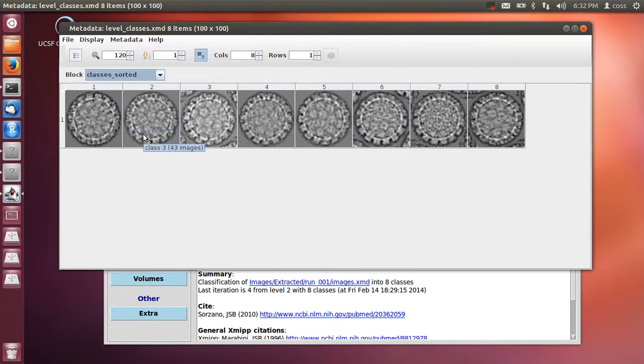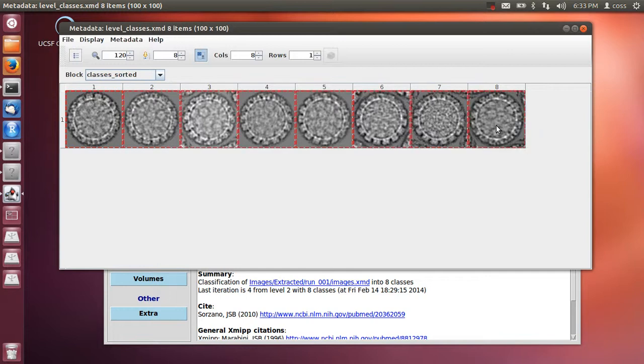So here you have all the classes. All these classes in principle are good. Sometimes when you have an automatic picking that did a bad job, you will see some classes that have mostly garbage. Also, you may have classes representing damaged particles or broken particles or contaminants, etc. So now you would choose the particles that you like.